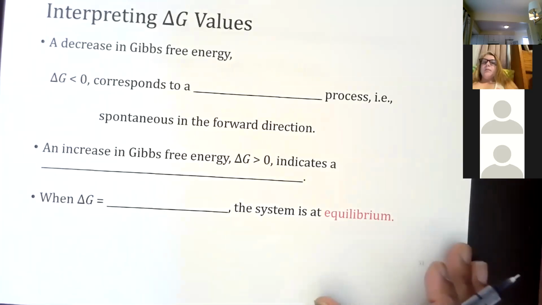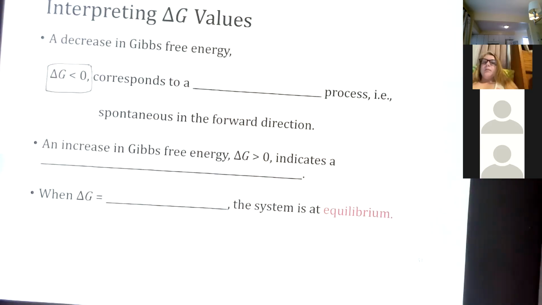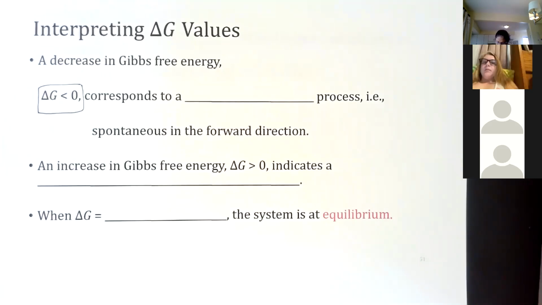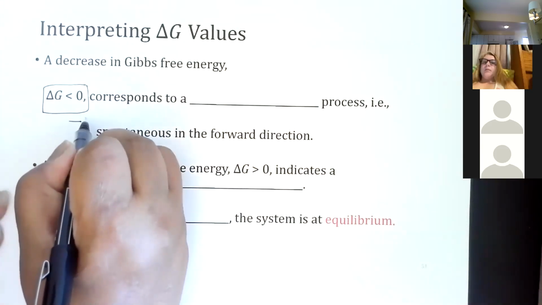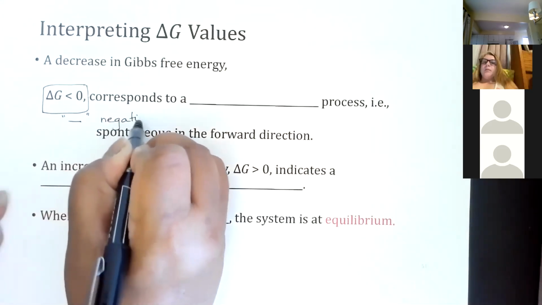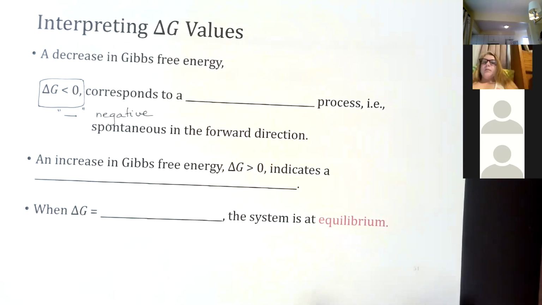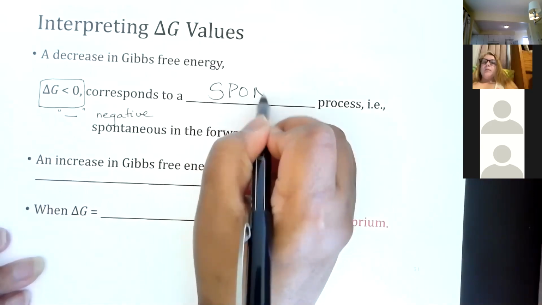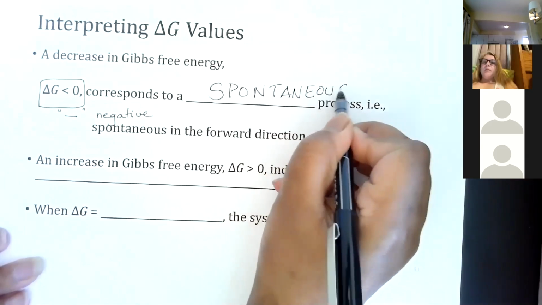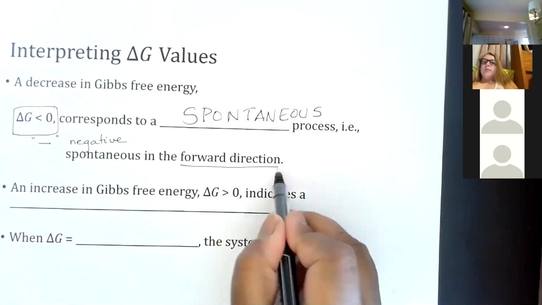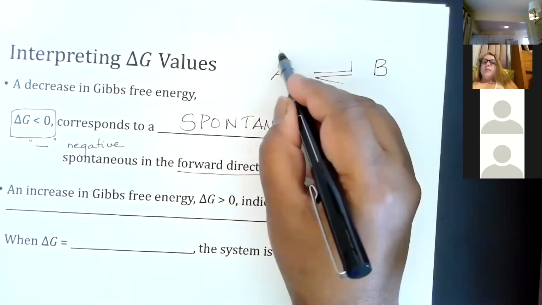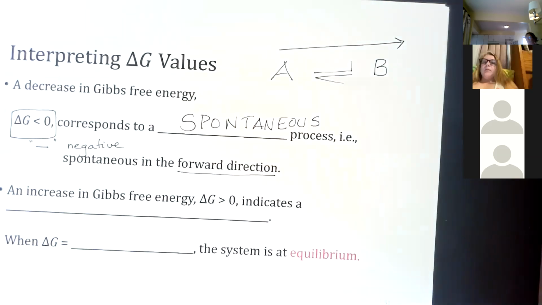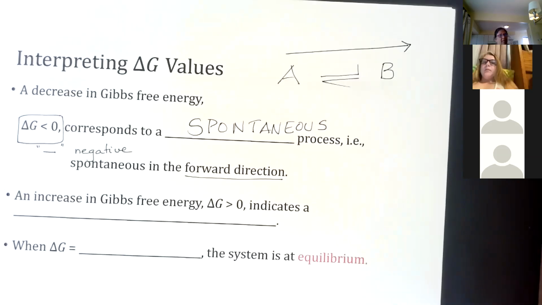Okay, so for a reaction to be spontaneous, now you have to know these signs. We had problems with endothermic, exothermic, remember? So delta G less than 0, that also means that it is negative. If delta G is negative, what does that mean? Is it spontaneous or non-spontaneous? Spontaneous. Okay, spontaneous in the forward direction. So if I have A, and A is in equilibrium with B, okay? If delta G is 0 or minus something, then it's spontaneous in that direction. But in the opposite direction, it will be non-spontaneous, okay? So you need to keep that in mind.